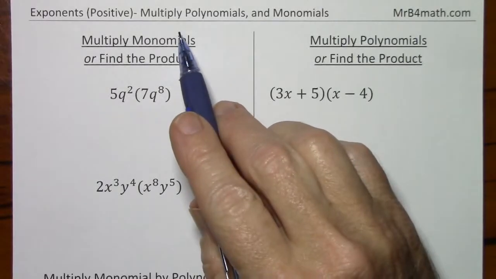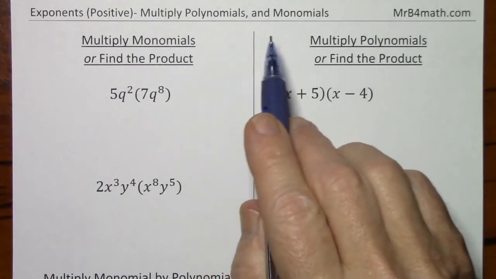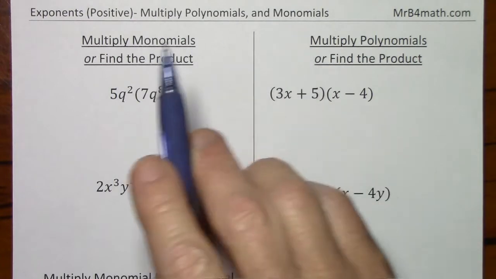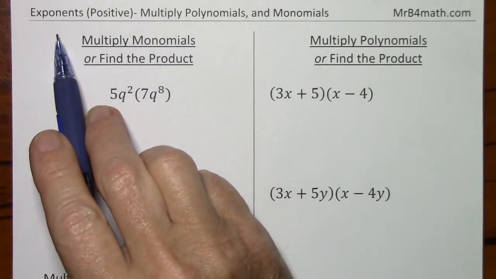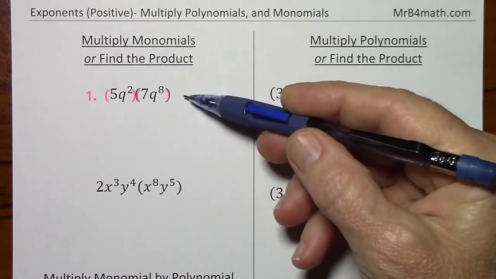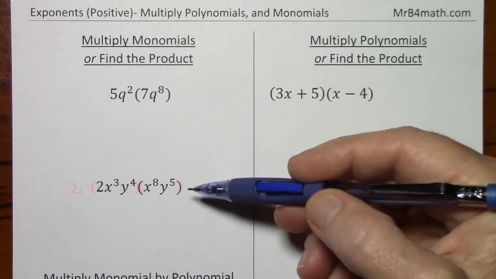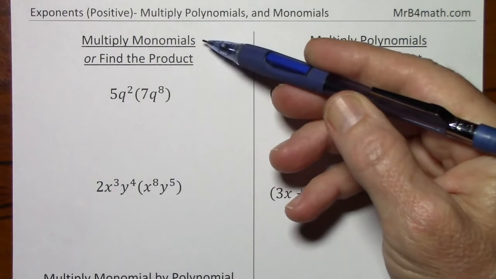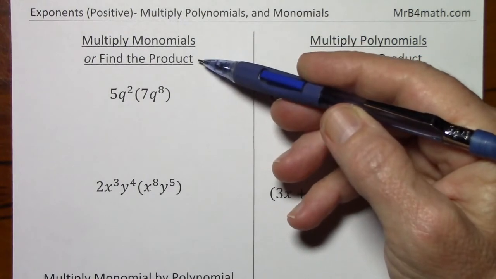In this video, I'll cover how to multiply polynomials and monomials. It will help if you're already familiar with the rules for positive exponents. Here are two examples of multiplying monomials, or directions might simply say find the product.